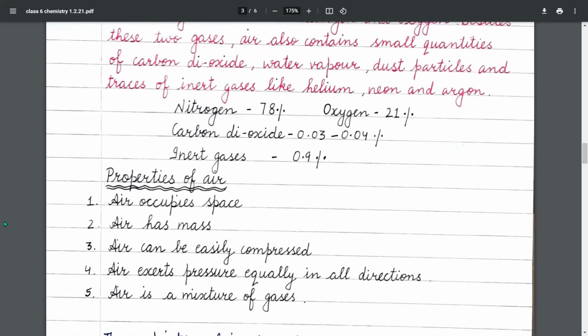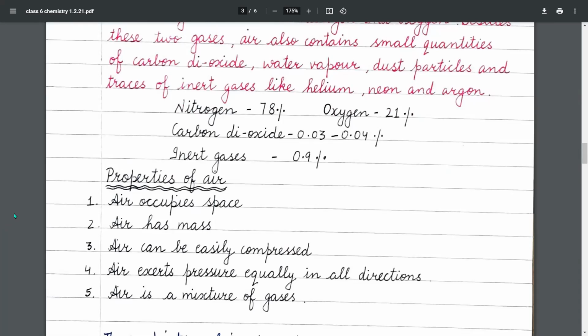Nitrogen is present 78% by volume in air. Oxygen, 21%. Carbon dioxide, 0.03 to 0.04%, whereas the inert gases, 0.9%.